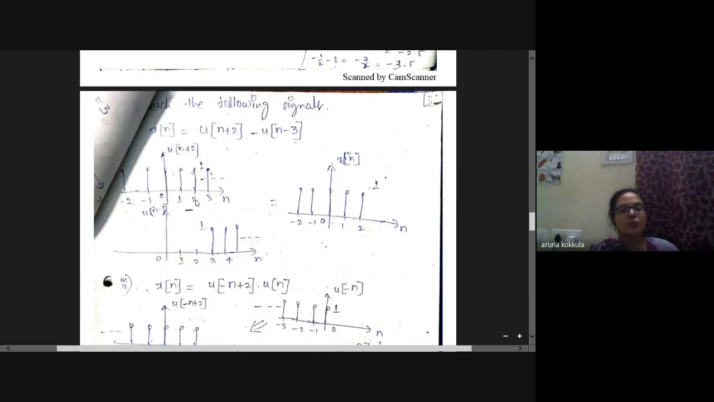From minus 2 to 2, only u of n plus 2 is defined with magnitude 1, and u of n minus 3 is 0. So you are going to define from minus 2 to 2, the magnitude is 1. From 3 onwards, your first signal is defined with magnitude 1 and the second signal is also defined with magnitude 1. By subtracting these two, you are going to get 0. So the x of n signal is defined from minus 2 to 2.